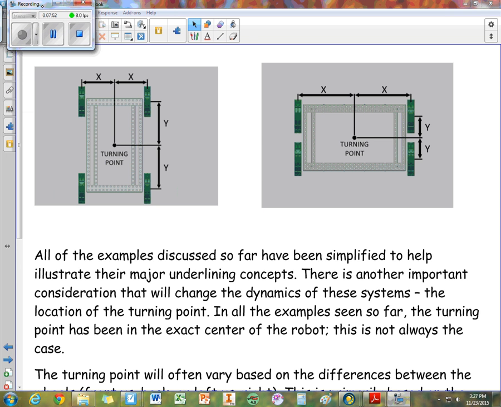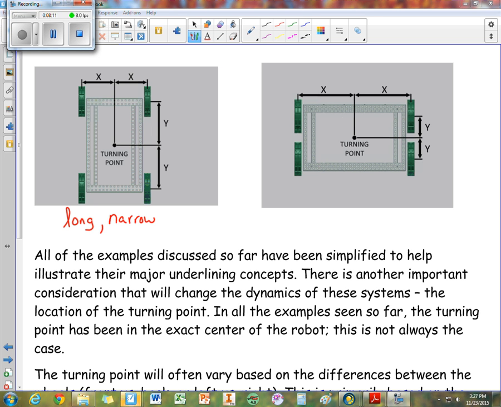All right, so let's wrap it all up. Let's take a look at a couple designs here. Here we have a long, narrow chassis. And this is actually really, really bad.